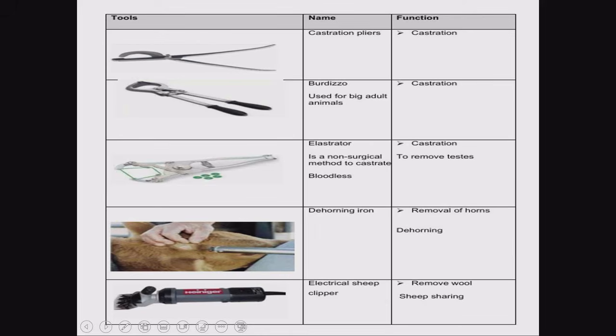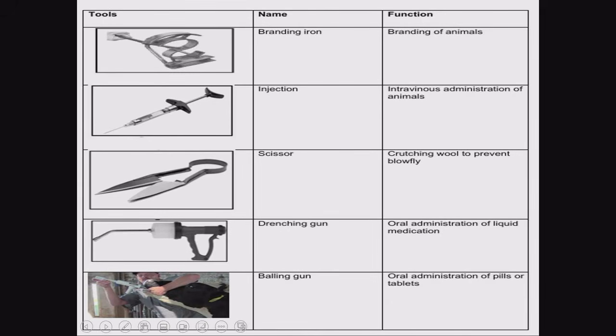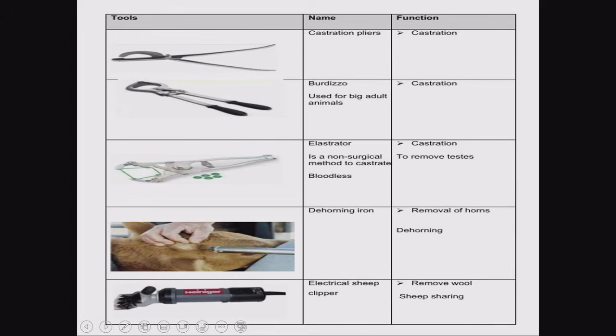So castration, there's the definition. It is the removal of testes. There, another item there, we have the dehorning iron, which is used to remove horns, amapondo, the thing that we call amapondo. You want to remove the horns so that the animals do not injure each other. There we have the electrical clipper for sheep that is used to remove wool in sheep.